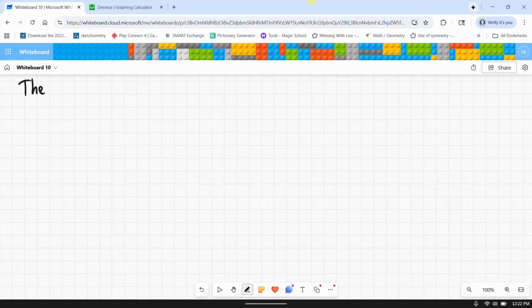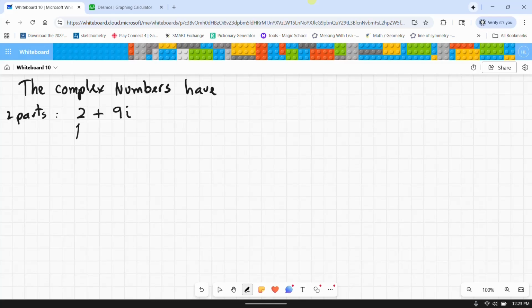We will learn about the complex number. So what is the complex number? The complex number is the number that has two parts. For example, we're going to have 2 plus 9i.